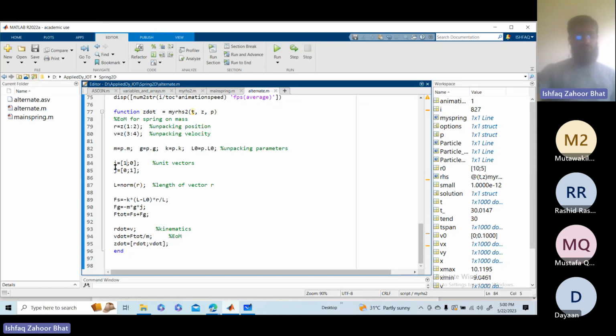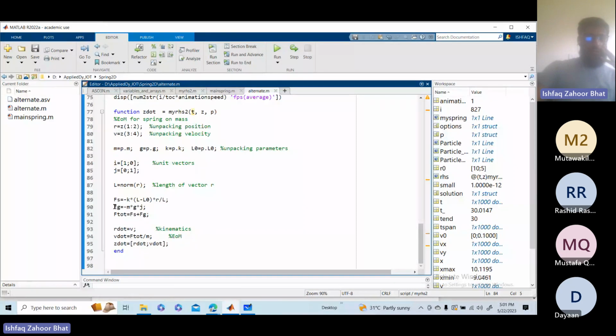Okay, so these are the two unit vectors I have used because we are working in two dimensions. So I have used i and j. When we shift towards three dimensions, I will use i, j and k. So we have back propagated and reached till this Fg. Everything I need for the coding, I am just typing in the upward direction.